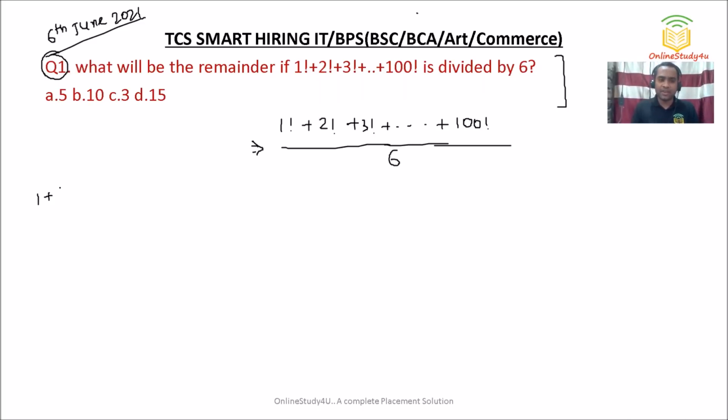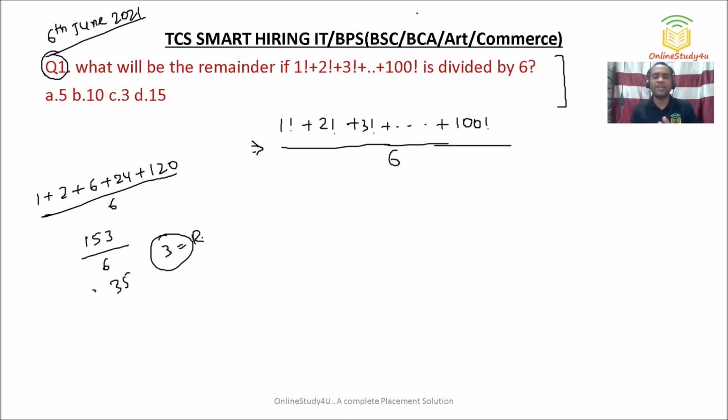So you can directly say, sir, 1 plus 2, and 3 factorial will be 6, 4 factorial will be 24, and 5 factorial will be 120, and divided by 6, which is nothing but 120 plus 33. That means 153. 153 divided by 6, 3 will be the remainder. You will be easily able to solve within seconds. But how did we get this? That is what I'm going to tell you here.